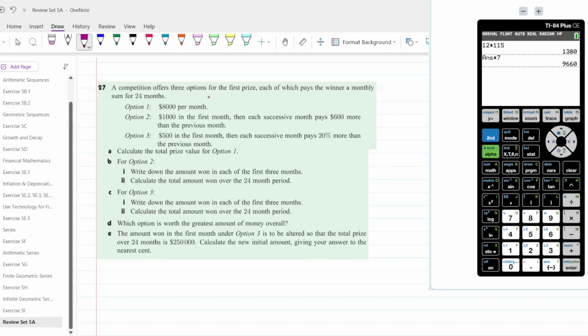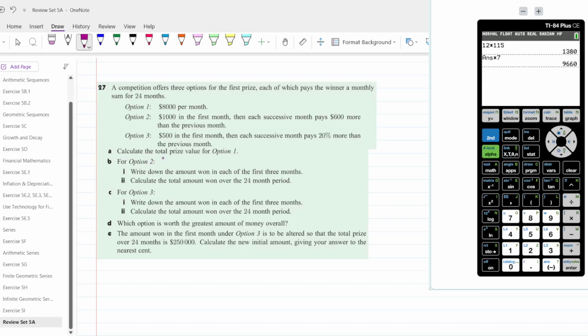A competition offers 3 options for the first prize, each of which pays the winner a monthly sum for 24 months. Option 1, $8,000 per month. Option 2, $1,000 in the first month, then each successive month pays 600 more than the previous month. Option 3, $500 in the first month, then each successive month pays 20% more than the previous month.